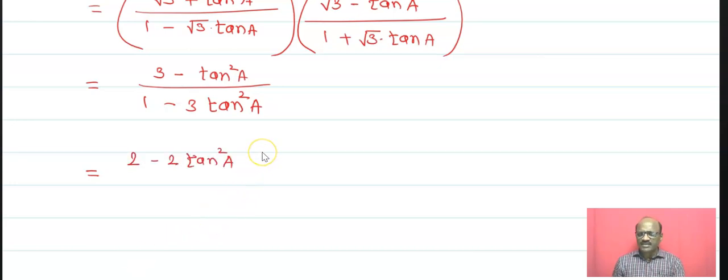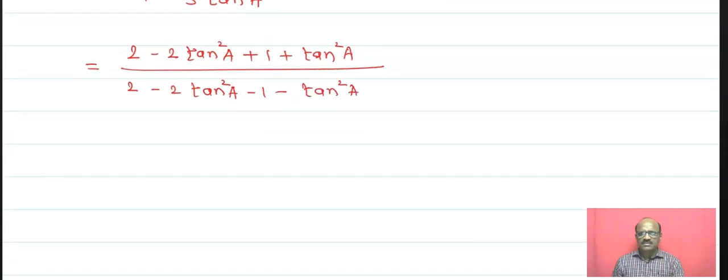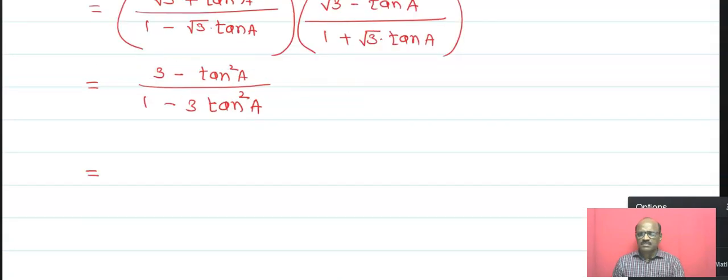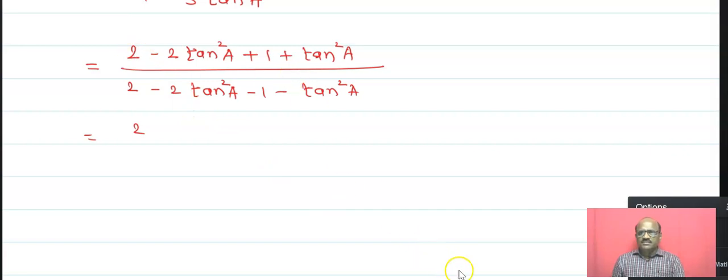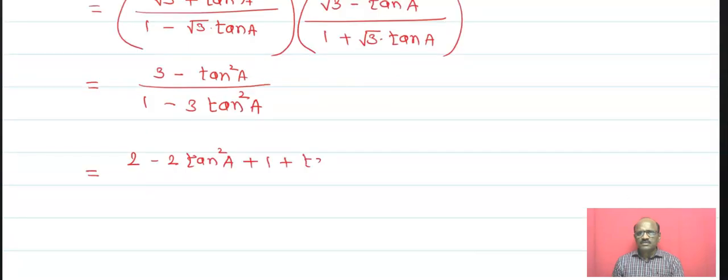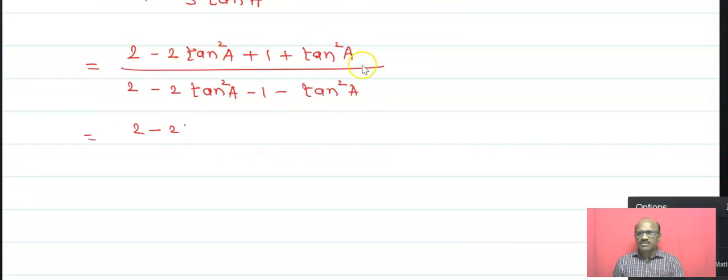Now here we can arrange the terms like this. That is, these 3 can be written as it is like this. Now see these math steps. That is a 2 plus 1, 3. This is the 2 plus 1. That is a 2 plus 1 is 3. Minus 2 tan square a plus tan square a, that is a minus tan square a. And to the denominator, that is a 2 minus 1, that is a 1 minus 3 tan square.